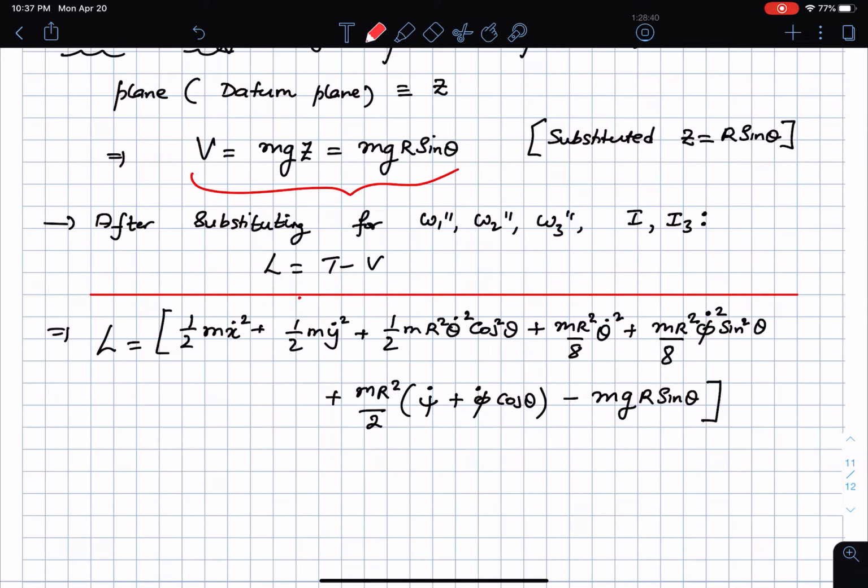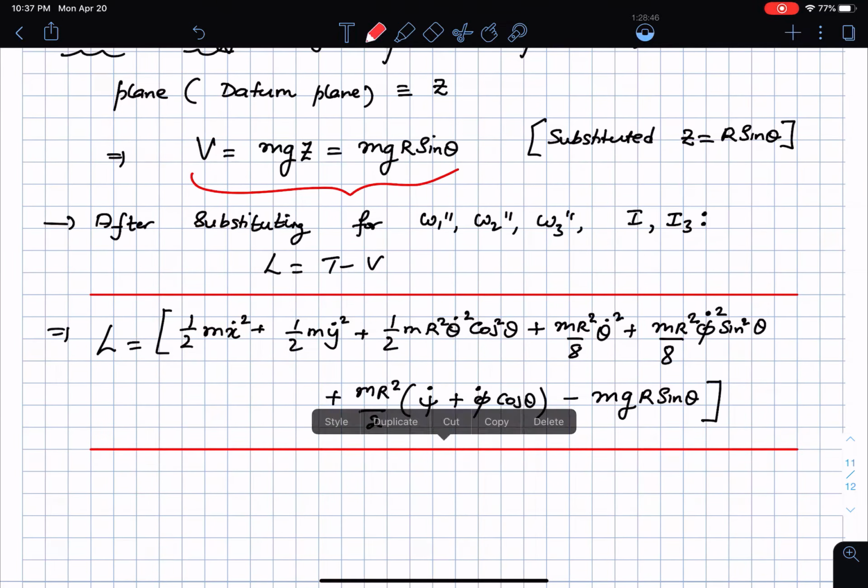At least for me it is. It takes a lot of time to write these things out. Pretty satisfying to see it all come together. Okay, so this is the Lagrangian.